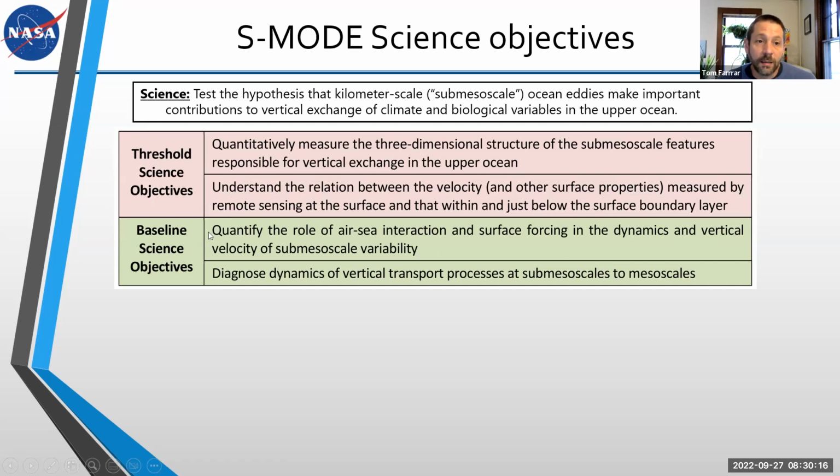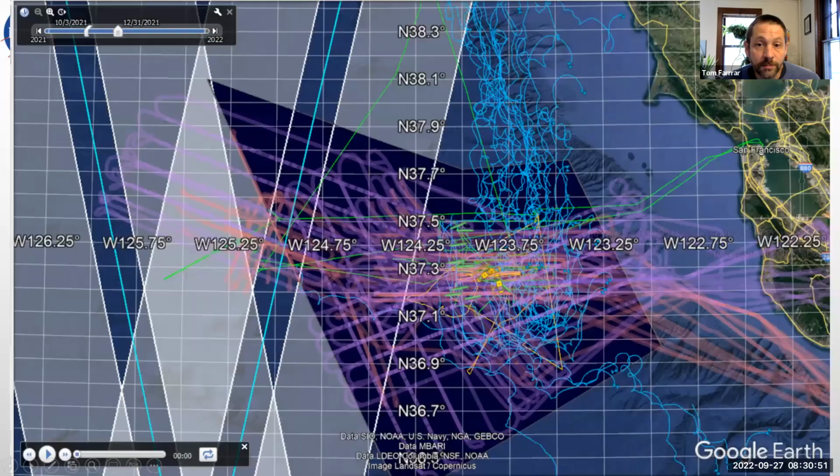And then the goals that are listed in green are a bit more difficult, kind of the stretch goals of S-MODE. Those are to quantify the role of air-sea interaction and surface forcing in the dynamics of the sub-mesoscale variability, and to diagnose the dynamics of the vertical transport. So that is, measure W and try to understand the dynamics of vertical transport at sub-mesoscales.